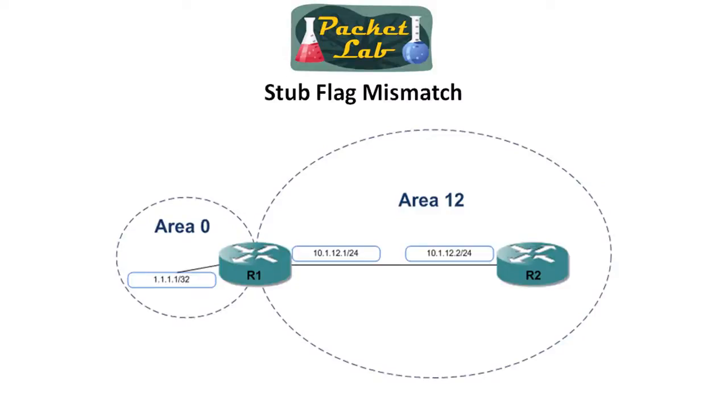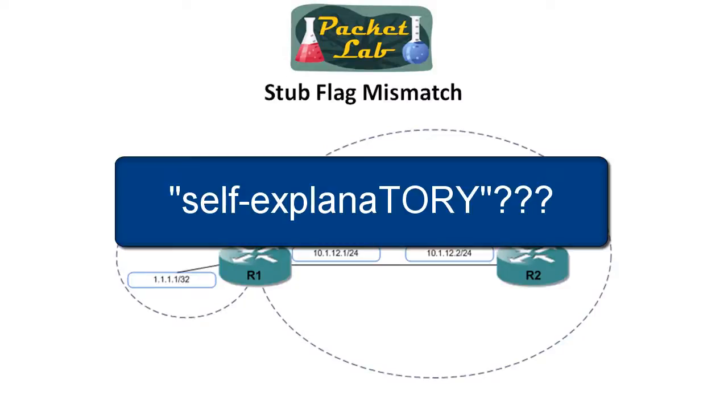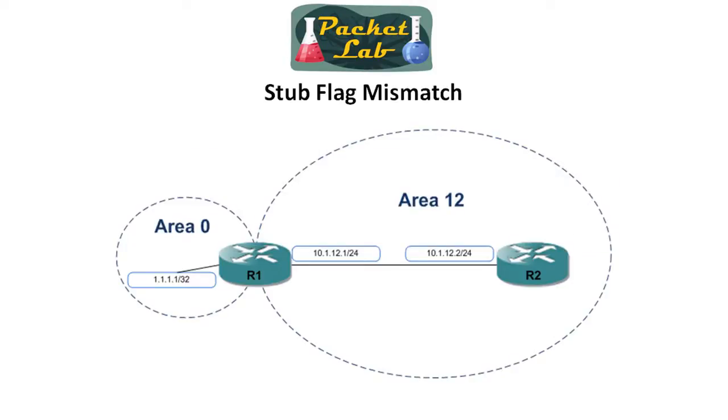I'm going to skip doing that on the CLI. I think it's pretty self-explanatory, setting up passwords so that they match on both sides. And this is getting to be kind of a long lesson, and we want to get moving on. So let's go ahead and take a look at the next possible mismatch, and that is a stub flag mismatch.